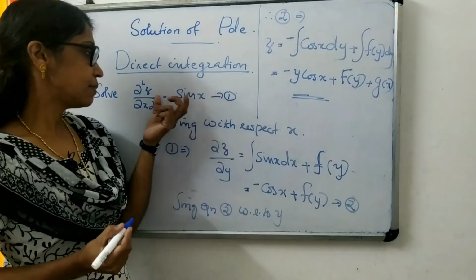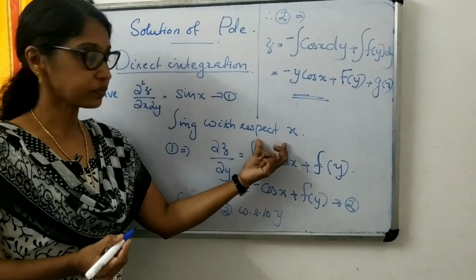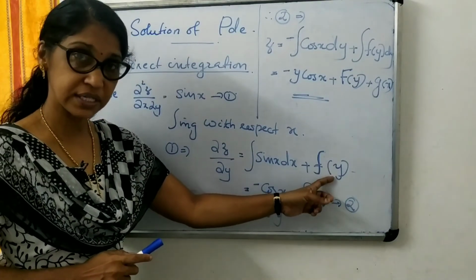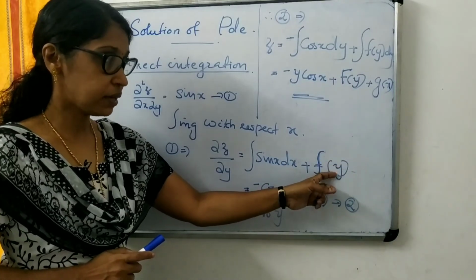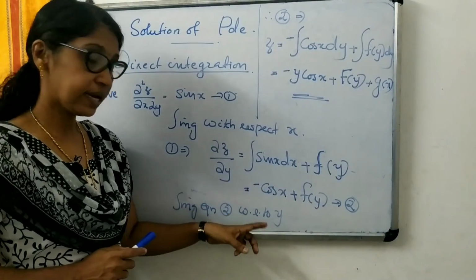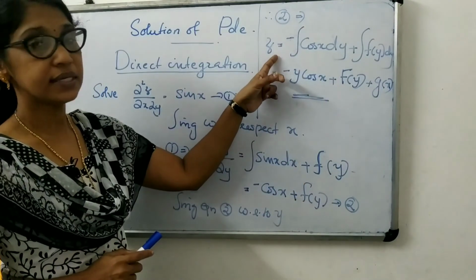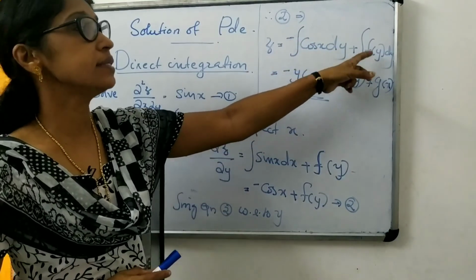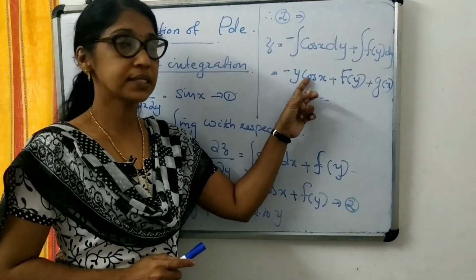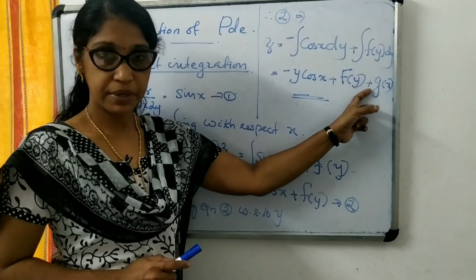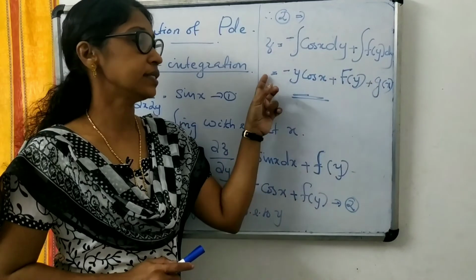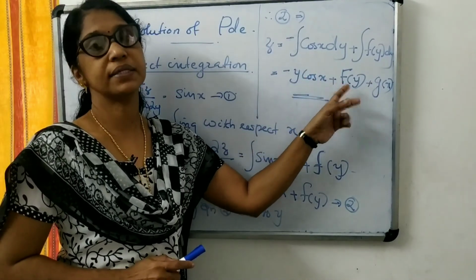So what are the steps? Here first we integrate with respect to x, then we get ∂z/∂y equal to minus cos x plus f of y. Here we add an arbitrary function in the variable which we kept as a constant, that is f of y. This becomes equation number 2. Now integrating again with respect to y, equation number 2, we get z equal to minus integral cos x dy plus integral f of y dy. Here cos x is a constant, integral dy is y, so we get minus y cos x, and integral f of y dy I write as capital F of y, and the constant of integration, that is an arbitrary function in x, g of x. So z is equal to minus y cos x plus F of y plus g of x. Okay.